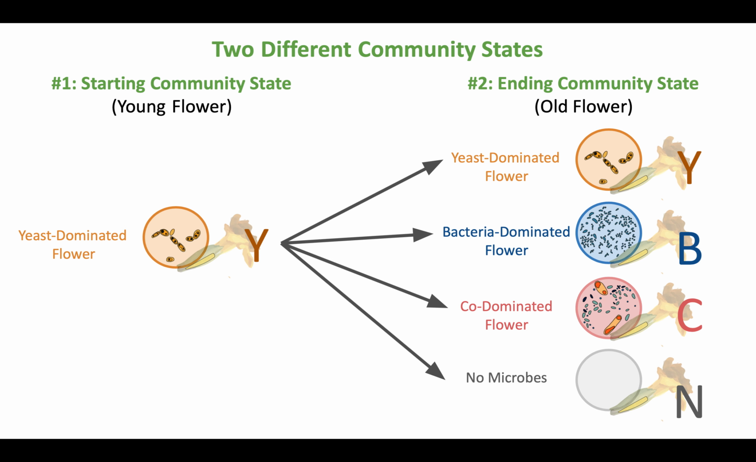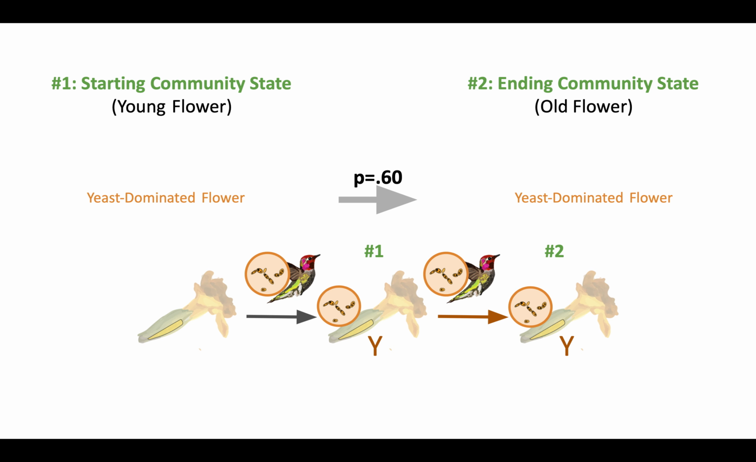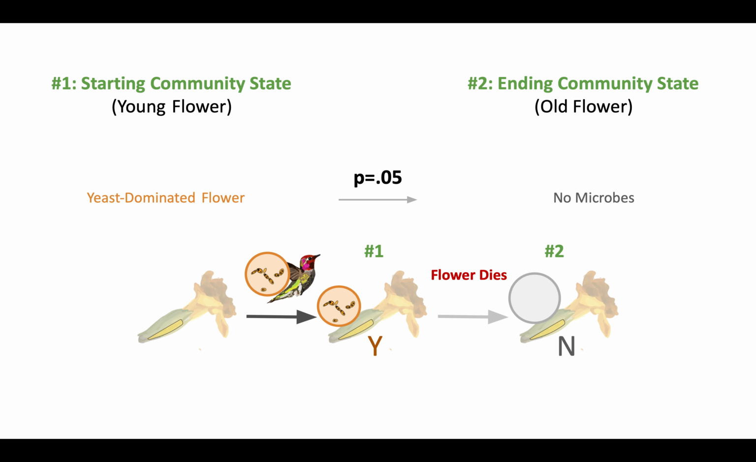Here's an example of a flower that starts as yeast-dominated, but it could have started with bacteria. Over the lifetime of the flower, there is a probability that the flower will transition into another community state. Now the first possibility would be that the flower would not change community states. There is a high probability that the flower will start and end being yeast-dominated. The next possibility would be that the flower would transition entirely from one state to another, and there is a very low probability that a flower which started off being yeast-dominated would become bacteria-dominated. And another possibility is that the flower would become co-dominated. There is a higher probability that this would happen. And the last possibility is that the flower would end up containing no microbes.